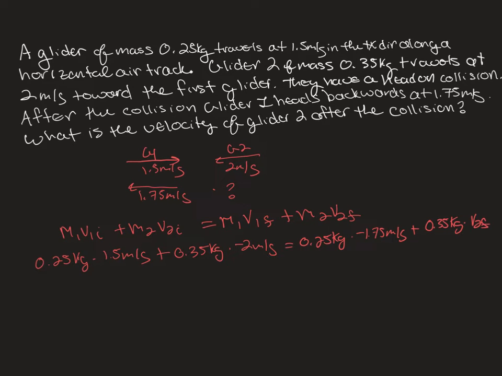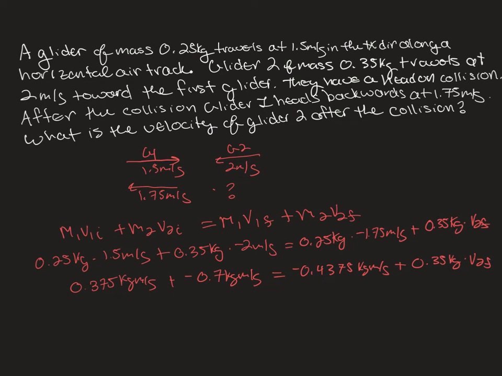All right, so now we need to do our math. So I'm going to take 0.25 times 1.5 to get 0.375 kilogram meter per second. Then I'm going to take 0.35 times 2. We have to remember this is negative, so negative 0.7 kilogram meter per second. And then 0.25 times the 1.75, which is still negative, so negative 0.4375 kilogram meter per second. All right, we can't do anything with that last term.